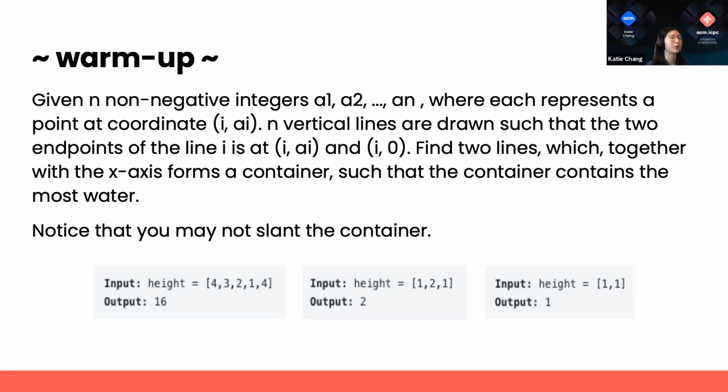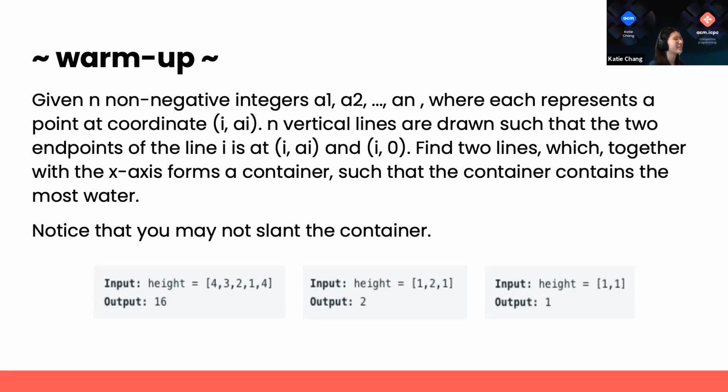And then you might think, oh, what if I slant the container, then I can contain more. Well, it's given that you cannot slant the container. And you might think, what if the numbers are negative, or can I have floating points? Well, it's also given that the numbers are non-negative integers, so we don't have to think about that. Now we can think about the real test cases and how we might solve it. We can just look at the sample inputs and outputs for now.